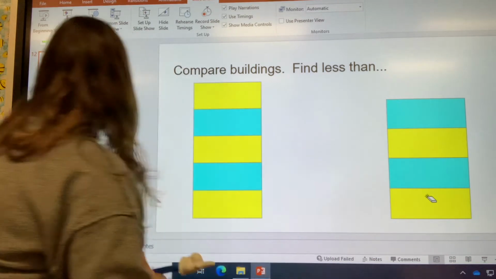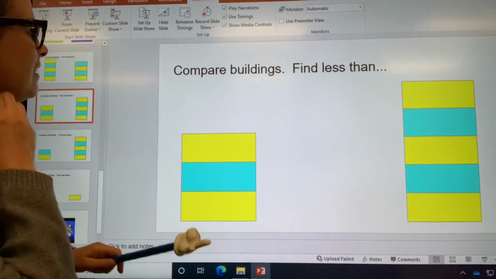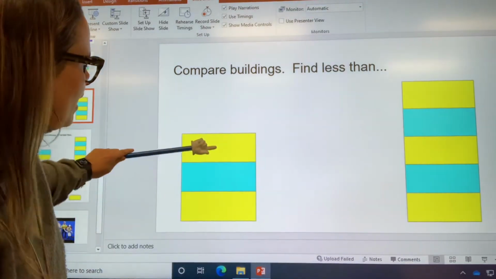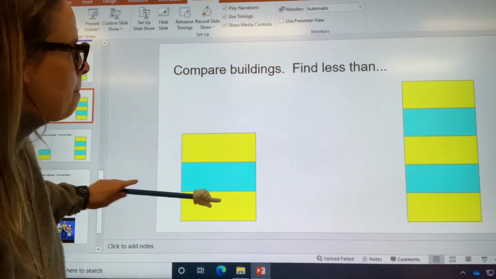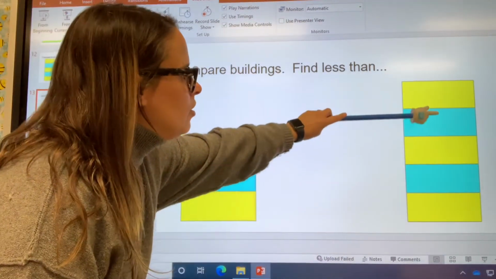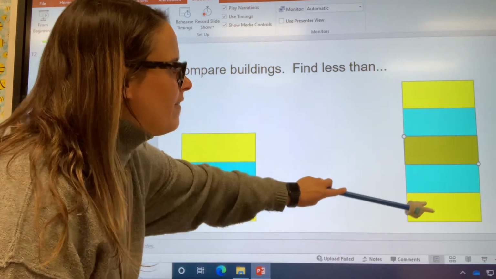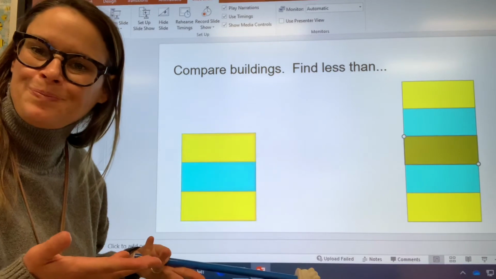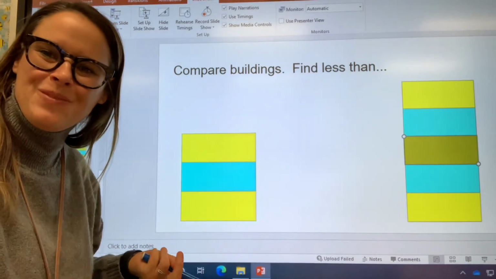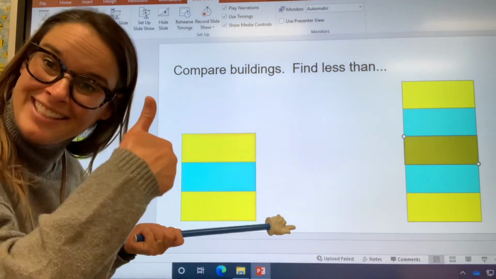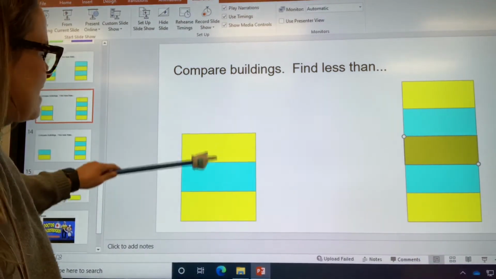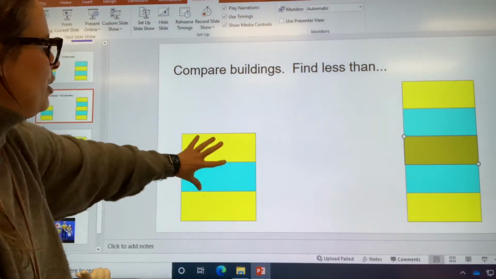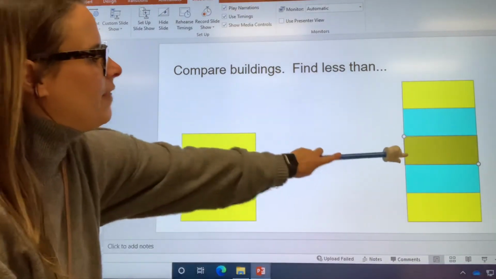Wipe it up. Let's compare these buildings. Let's see, help me count. 1, 2, 3. Let's count this building. 1, 2, 3, 4, 5. Which one has less than? Which one has less? Did you point to it? Did you point to this one? Good. Nice job, friends. This one has less. This one has 3 floors. This one has 5 floors. This building has less floors than this building.